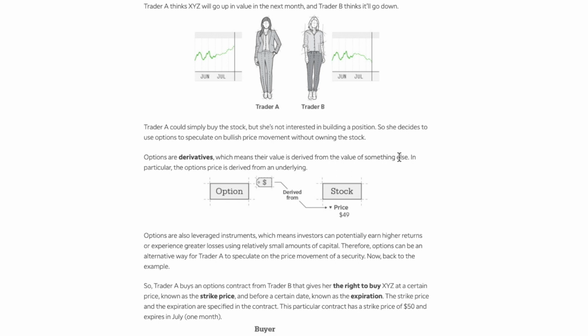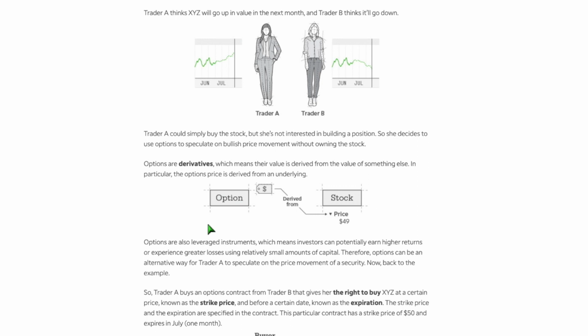Options are derivatives, which means their value is derived from the value of something else. In particular, the option's price is derived from an underlying. So stock is the underlying, and options derive their value based on the price of the stock. So the option depends on the stock for its price, versus the stock itself, which has intrinsic value, and it's very clear what the stock is worth.